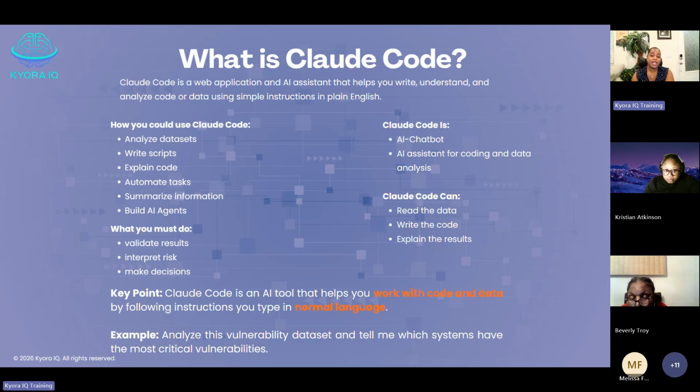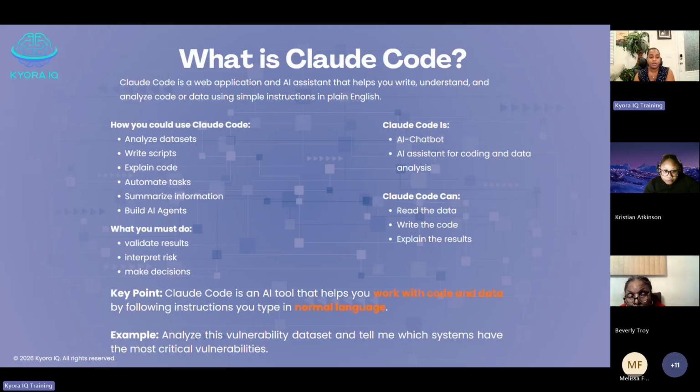Claude Code is also an AI chatbot. It's an AI assistant for coding and data analysis. It can read the data, write the code, and explain the results for you. So we're going to get into Claude Code in a minute. But key point, Claude Code is a tool that helps you work with code and data by following instructions that you type in normal language. So an example of that would be analyzing the vulnerability set and tell me which systems have the most critical vulnerabilities. That would be the most simplest form, which we're actually going to practice some hands-on.